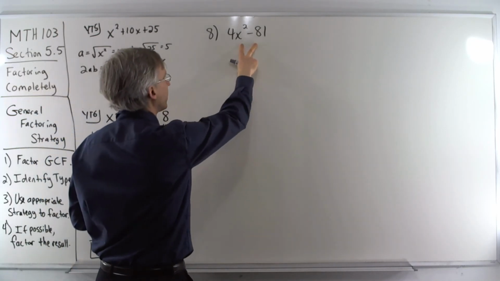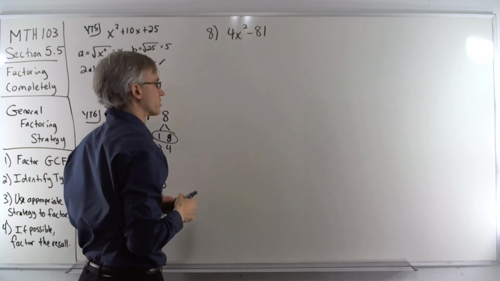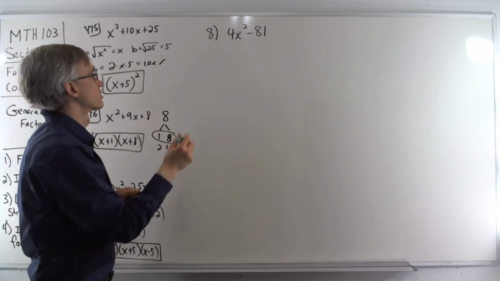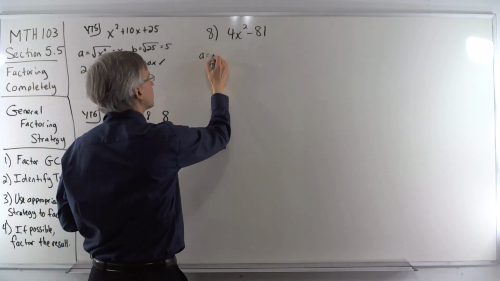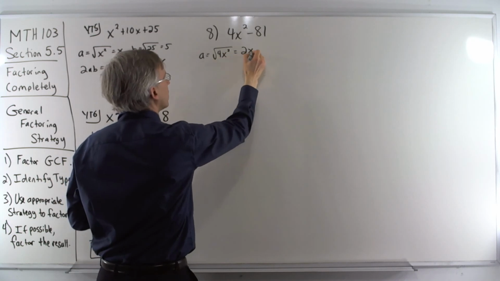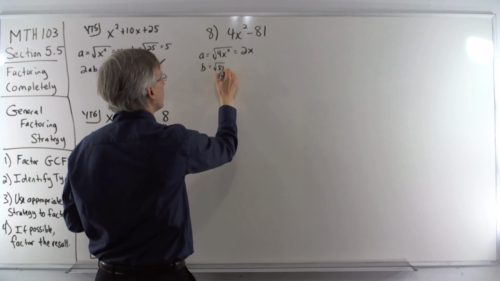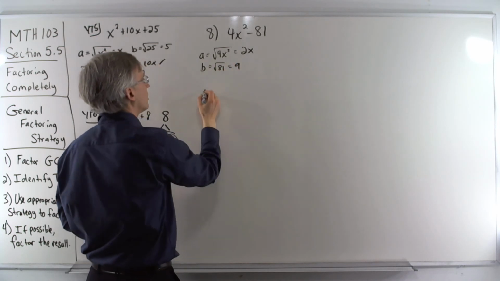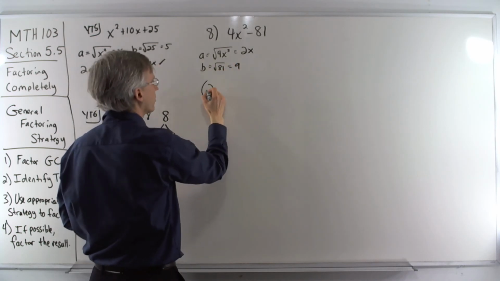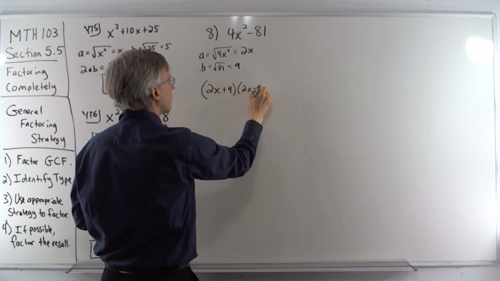It could be difference of squares. 4x squared is a perfect square, and 81 is a perfect square. So it is indeed difference of squares. So let's find A by taking the square root of 4x squared. That gives us 2x. And then B is the square root of 81, which is 9. Plugging those into the difference of squares formula, we got 2x plus 9 times 2x minus 9.